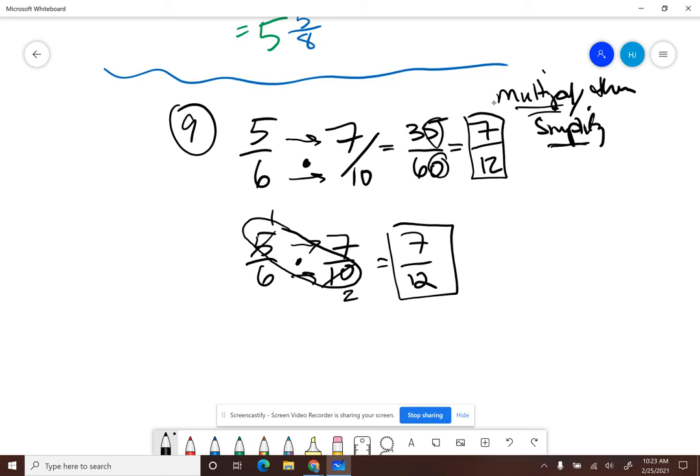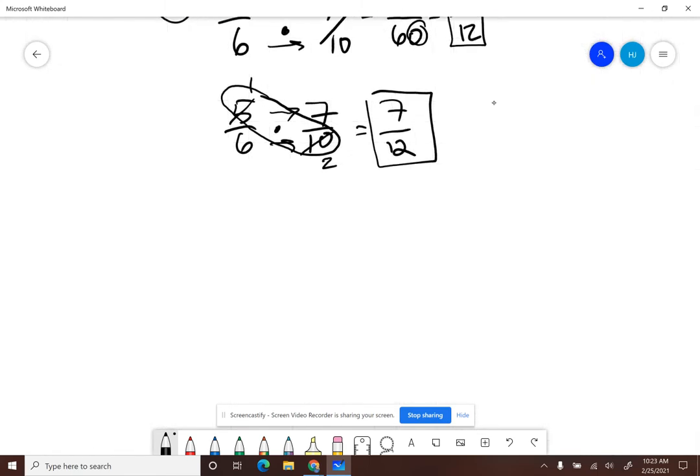I didn't even get this 35 over 60 answer at all. So that's one method that you can use to very quickly simplify fractions. You may or may not want to do that. You may just want to multiply straight across and then try to figure it out. That's fine as well. Either way will work.